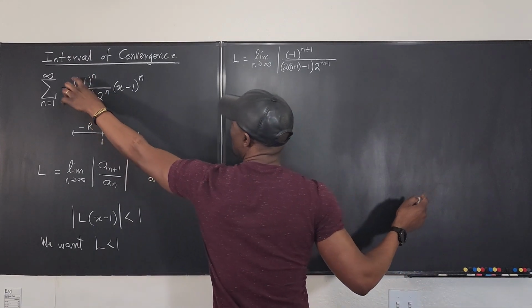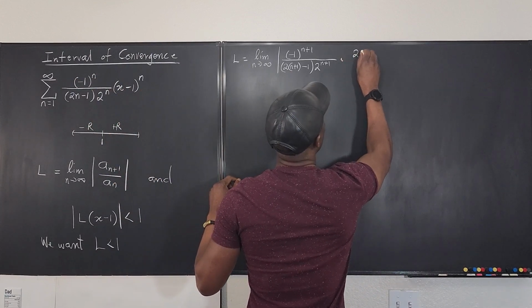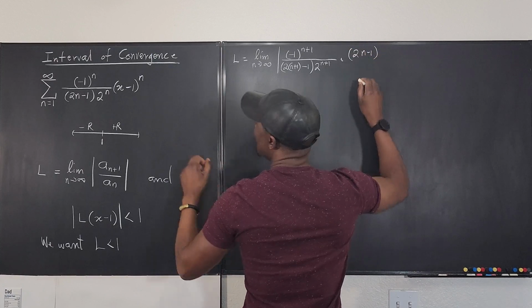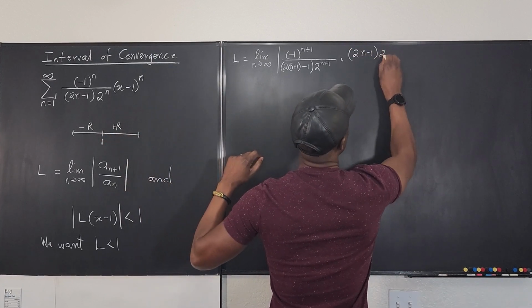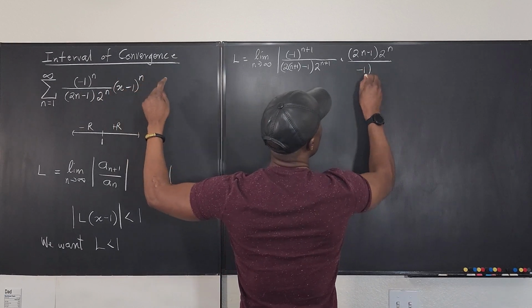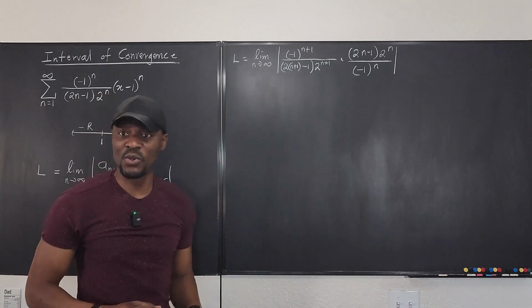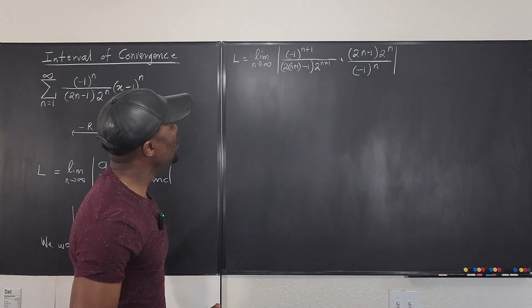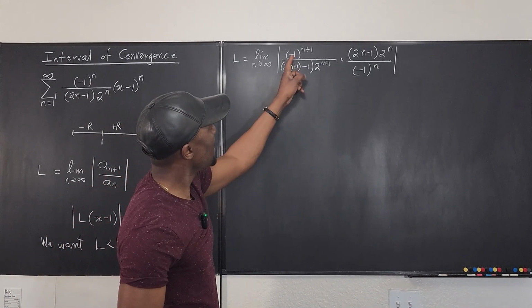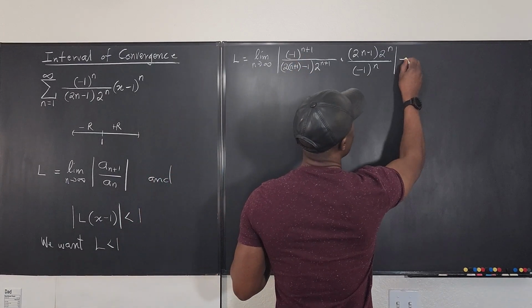So we're going to flip this one, and we're going to get multiplied by 2n minus 1 multiplied by 2 to the n over, then we'll write this, negative 1 raised to power n. Okay. So the rest of this is all simplification. Now, what should you do? Well, we know that this can be rewritten as, let me go this way. Okay, so I can save time.